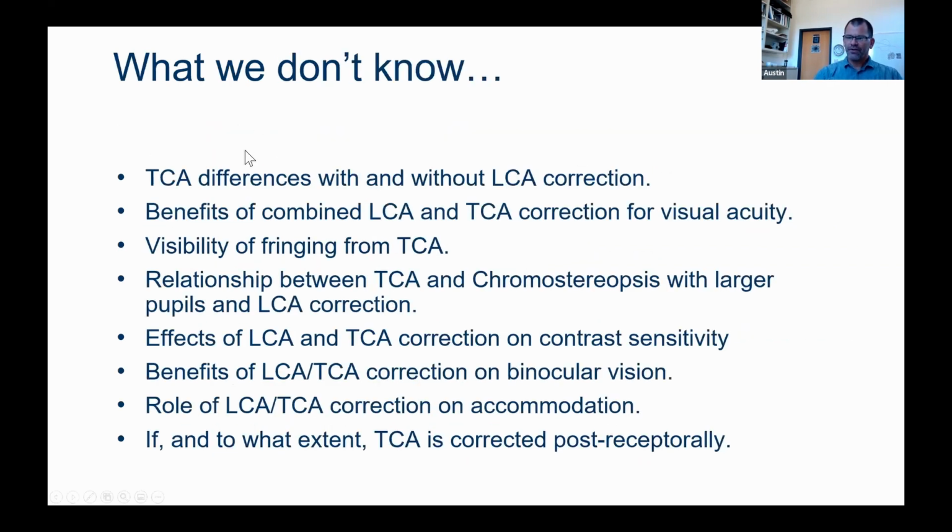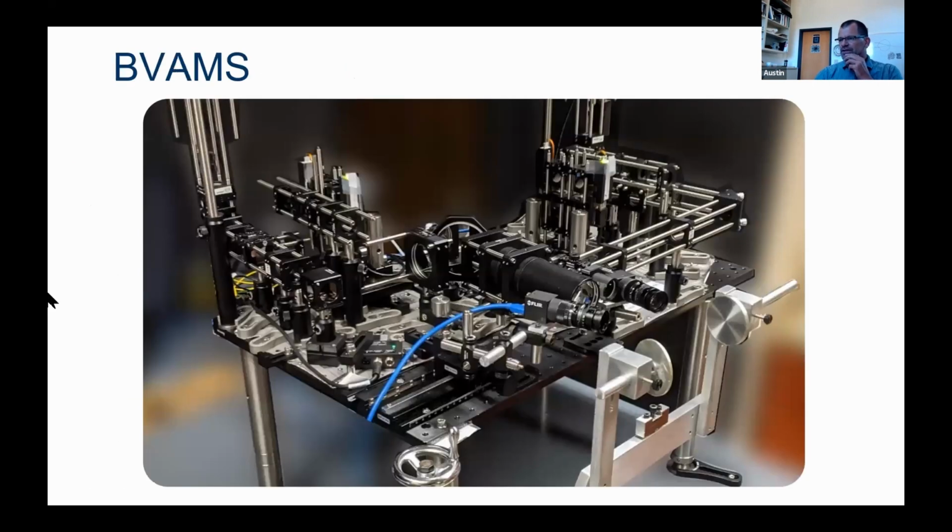But there's still a lot we don't know, and here's a short list of things we don't know about chromatic aberration. And given the time constraints, I'm just going to focus on a few: how TCA changes with and without LCA correction, what the benefits of combined LCA and/or TCA correction are for visual acuity, and then the relationship between TCA and chromostereopsis with larger pupils after LCA correction. And to tackle these questions, we've designed a novel system to test.